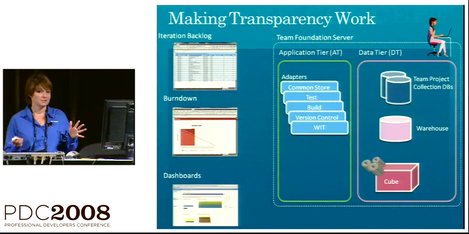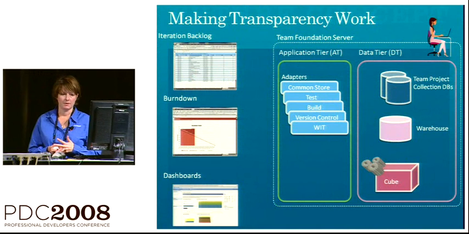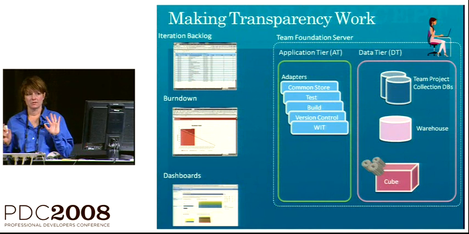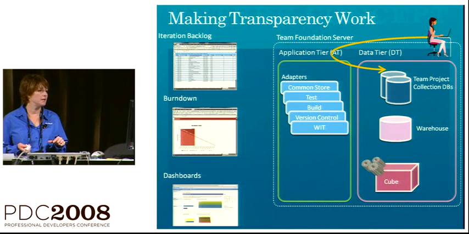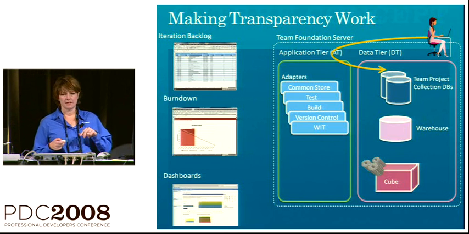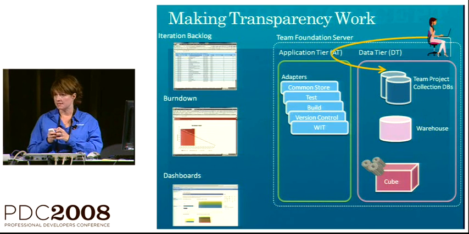All right, so that was a lot of stuff going on. Let me tell you what's happening behind the scenes in order to make it happen. We've got team members up there getting their work done, and they're checking in code, and they're updating work items, and they're running tests, and we're pulling all this information, test results, builds, work item updates, all into our various databases in Visual Studio Team System.